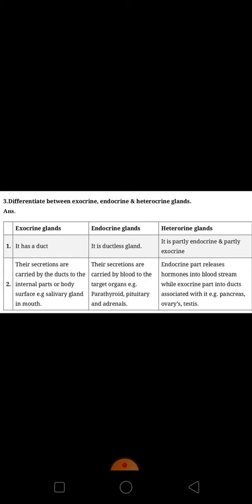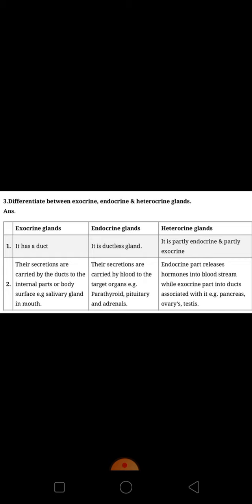If you talk about the endocrine function, it secretes hormones, that is insulin and glucagon. And if you talk about the exocrine function, it secretes enzymes, as you have seen in the digestive system, right? Now next difference, exocrine gland secretions are carried by a duct to the internal parts or body surface, for example salivary glands in the mouth. Now endocrine gland secretions are carried by blood to the target organ. Examples are parathyroid gland, pituitary gland, adrenal glands, and many more.